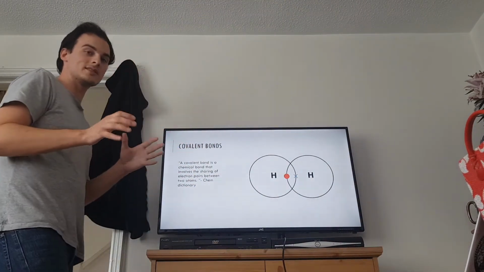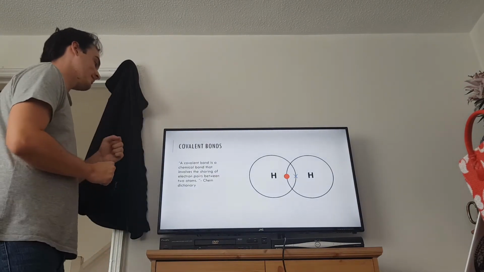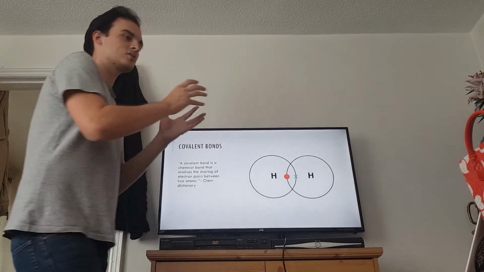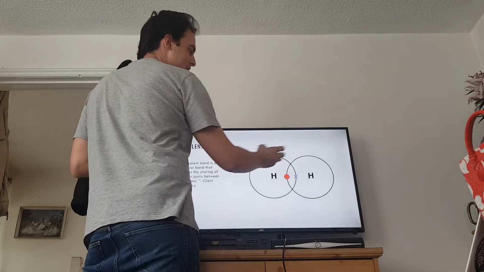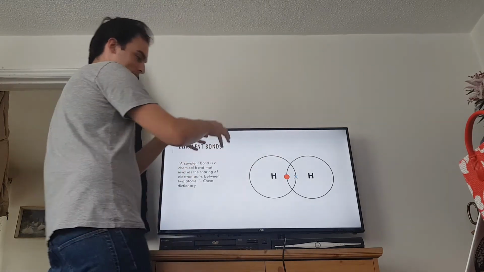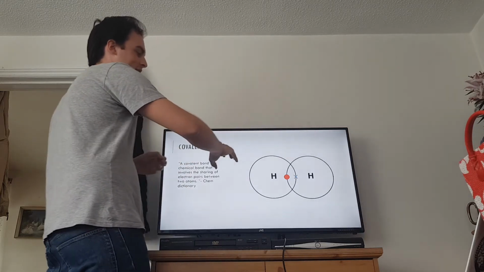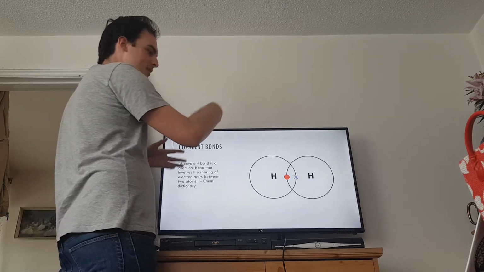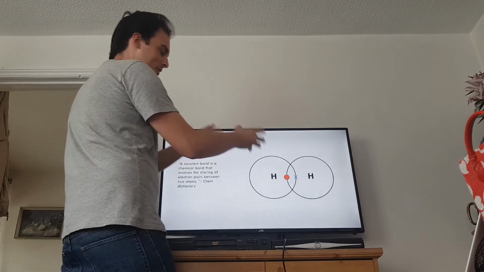Now, covalent bonds are a little bit different. A covalent bond is a chemical bond that involves the sharing of electron pairs between 2 atoms. Where in the last one the electron was given away, this is actually being shared. So these 2 hydrogen atoms haven't given their electrons to each other. It's not that one has both and one has nothing. They both have both. So now this first orbital, this s orbital, which has 2 spaces, is filled. This is a much more stable state for it.